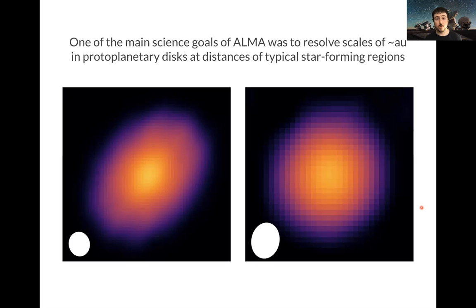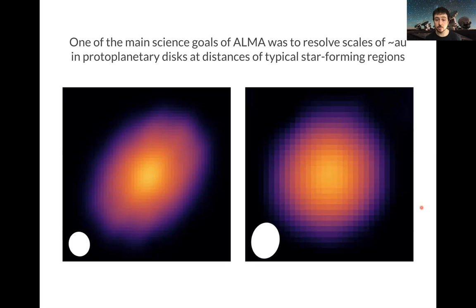So here we have two observations of the pre-ALMA era. Those were considered high angular resolution observations at the time. If you're not familiar with interferometry, those white ellipses, that's the beam of these observations. That's the resolution element. So we can see that the disks are resolved and they seem to be smooth. This is what we thought disks looked like for some time.